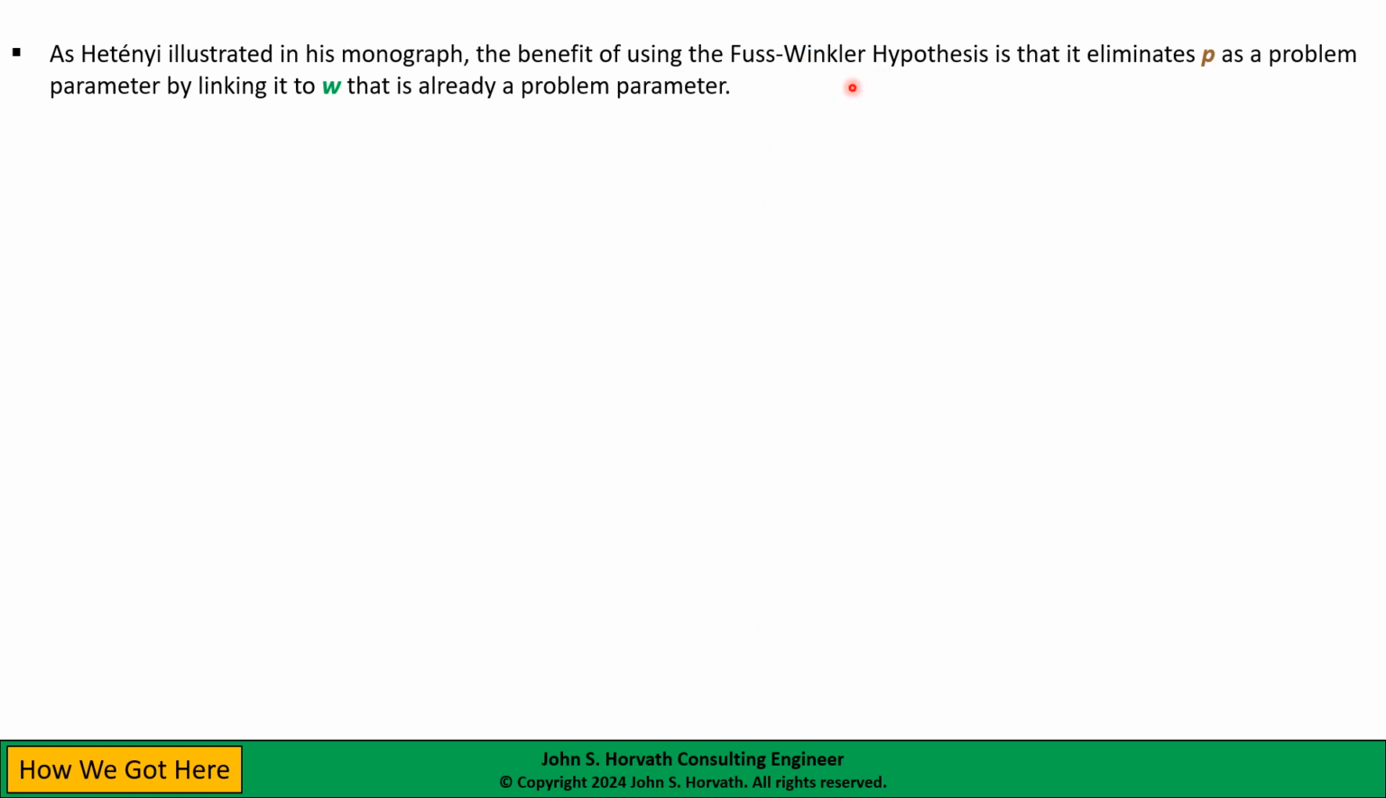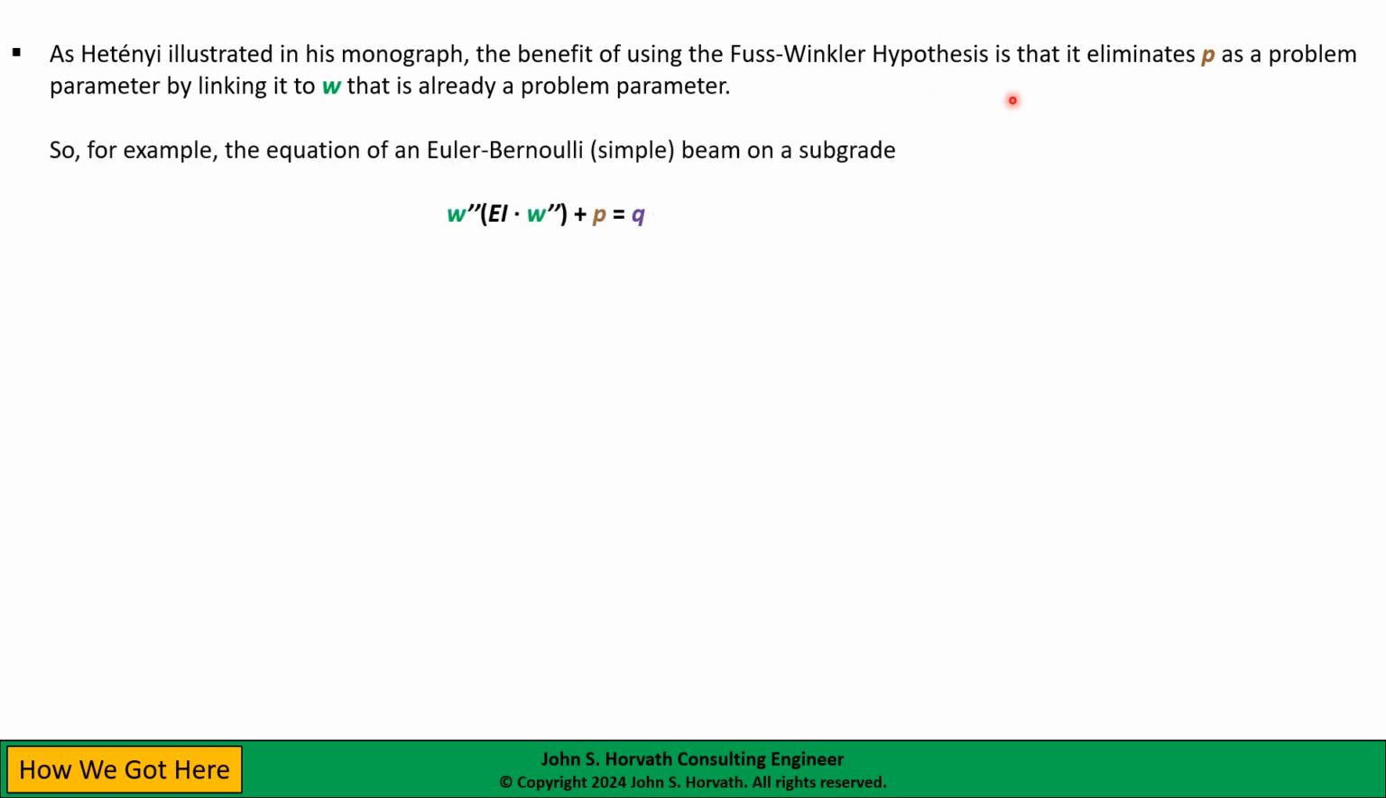Well, as Hetenyi noted and illustrated in his monograph, the benefit of the Fuss-Winkler hypothesis is that it eliminates subgrade reaction P as a problem parameter by linking it to W, which is already a problem parameter. So, for example, if we take the equation of an Euler-Bernoulli or simple beam on a subgrade, in this equation we can replace P by KW. So we get rid of P as a problem parameter. Now we have a differential equation solely in the settlement W.